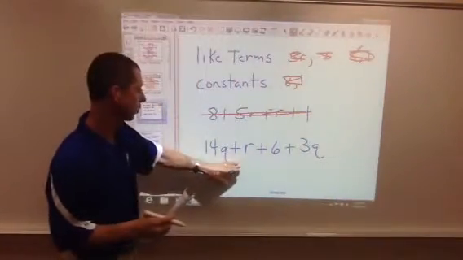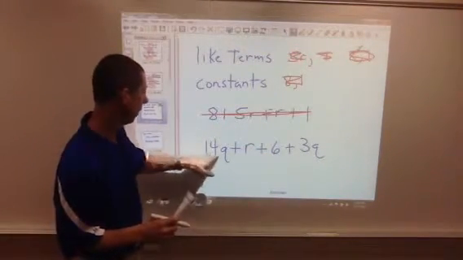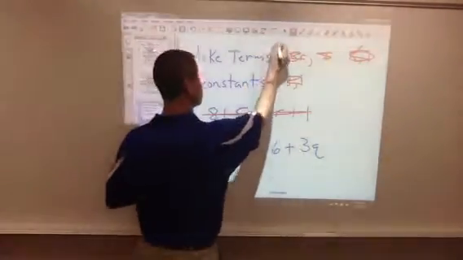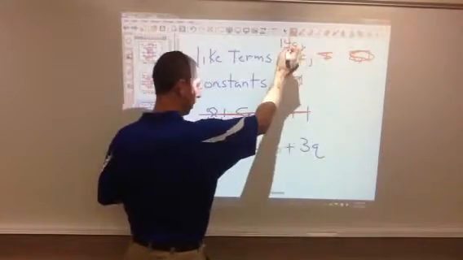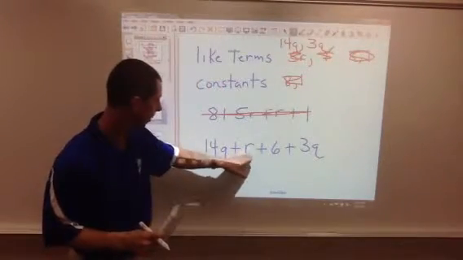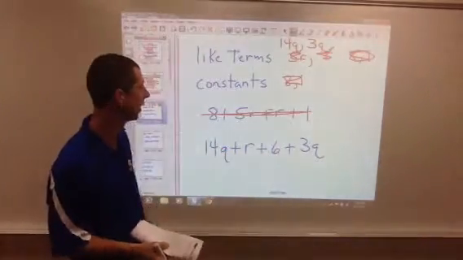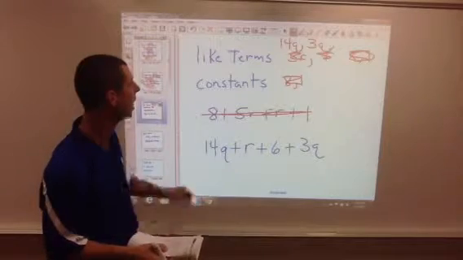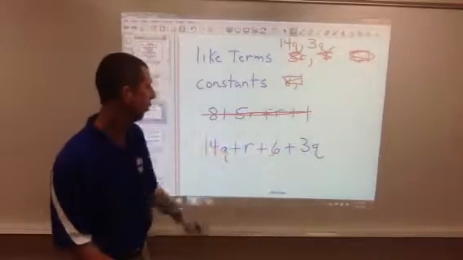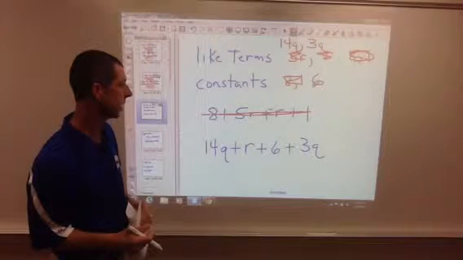Okay, so let's go ahead and do this one. It's all addition. Okay, so first of all our like terms, the ones we can put together. 14q and 3q can go together. They have the same variable. So 14q, and I'll write it right up here, 14q and 3q are like terms. Okay, no other like terms. There's an r, but there's not another r to combine it with. There's a 6, but there's not another constant to combine the 6 with. That's it for like terms in this problem. Constants in this problem, the numbers without a variable, the only constant is 6. Okay, so the constant for that problem is 6.